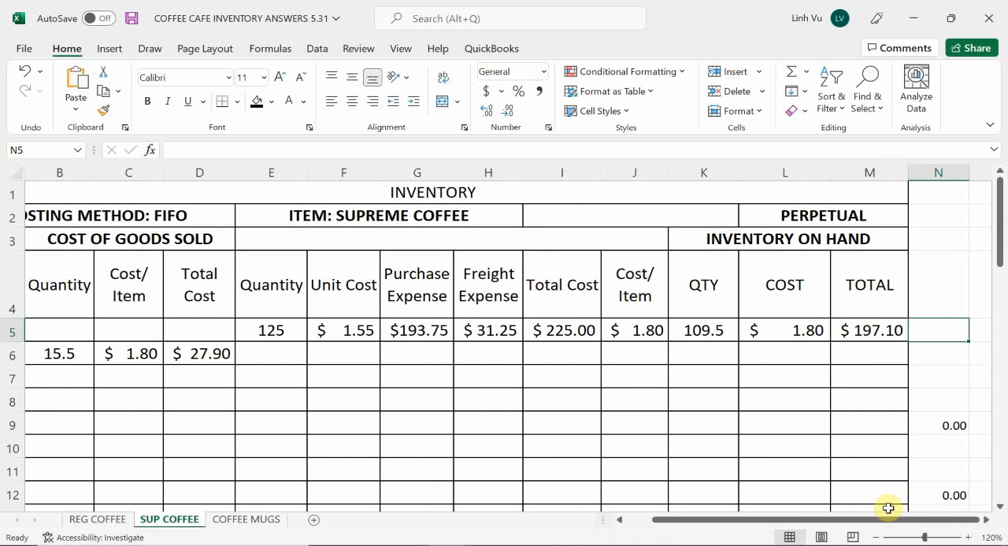Now, if you don't believe this is true, go ahead and do the math, right? If you started out with $225 and you sold $27.90, how much should you have left? You should have $197.10 left. So in this case, that math is correct. Now, if you are not sure that that is correct, you can always do it on the side. You could do 225 minus 27.90 on the side of your inventory worksheet to make sure that you're constantly calculating the correct amount. So now it's 197.10, which is true.